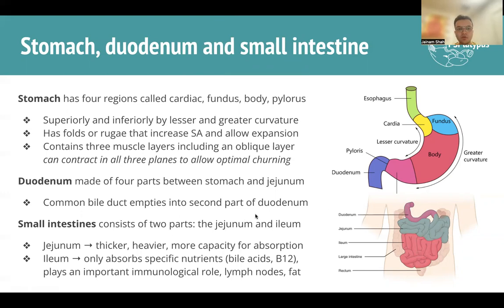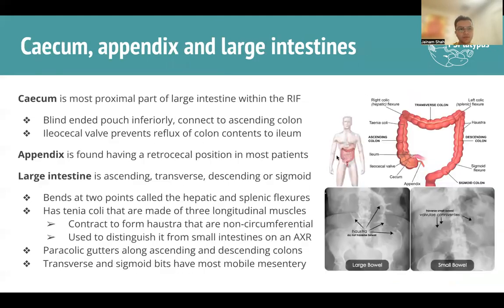And then finally, you've got the small intestines, which consists of the jejunum and the ileum. The jejunum tends to be thicker, it's heavier, and it has more capacity for absorption of the nutrients. Whereas the ileum only really selectively absorbs a couple of things. So bile acids, B12, a little bit of fluid, but that's pretty much it. Because what the ileum does is actually more an immunological role, which is why when you see it in histology, you'll actually see a lot more lymph nodes, a lot more fat around that ileum structure.